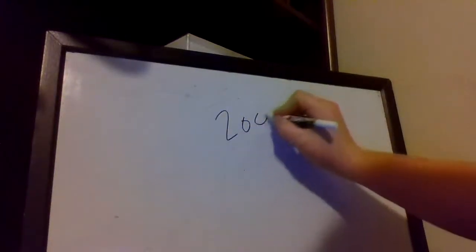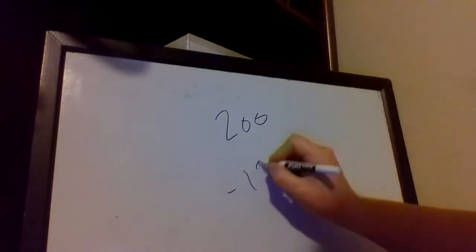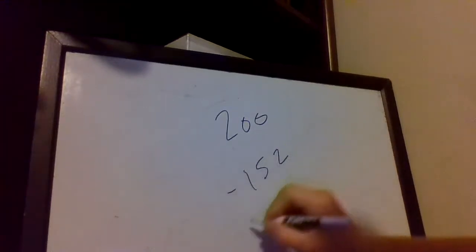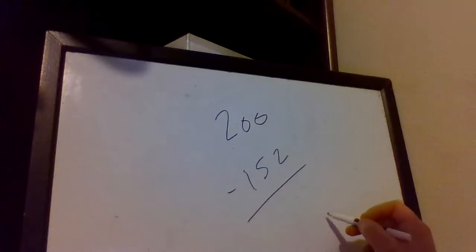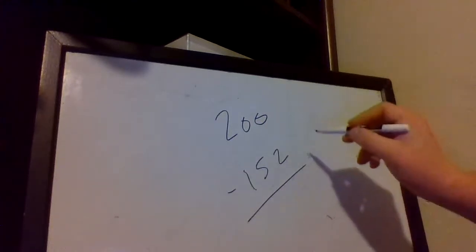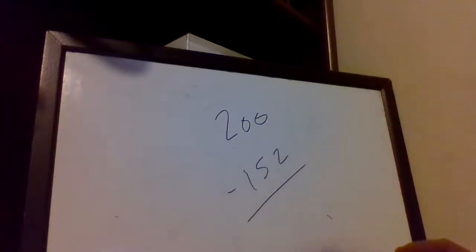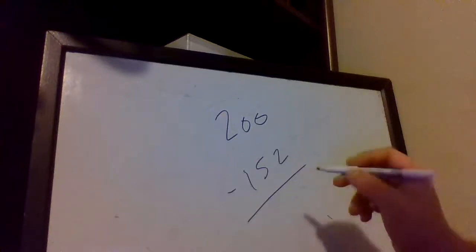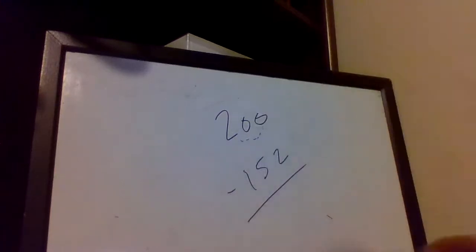200 minus 152. Alright. Now we start on the side like usual. And we say, is the bottom bigger than the top? Is 2 bigger than 0? And your answer is yes. So this 0 has to go to the first whole number. To the first number greater than 0.